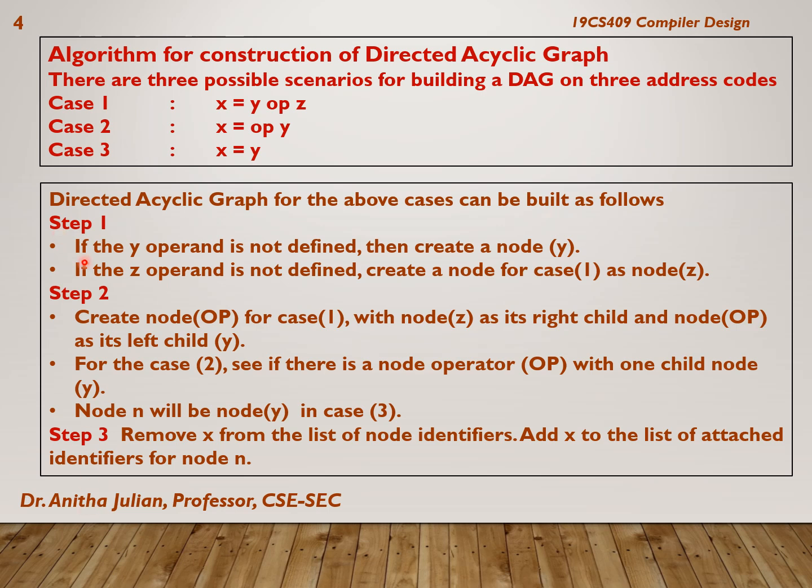So that is what is explained here. In step 1, if the y operand is not defined, then create a node y. If the z operand is not defined, we'll create a node z. So here we will be creating two nodes. As I already discussed, this equal to part we won't be dealing with. So in case 1, we will create nodes for y and z. Similarly, z will be the right child and y will be the left child, and we will have the operator in the middle as the root node.